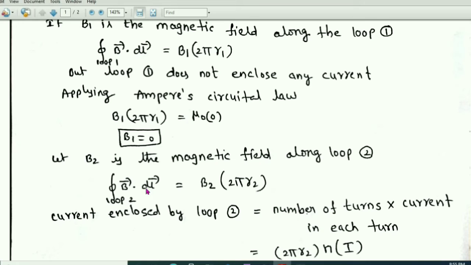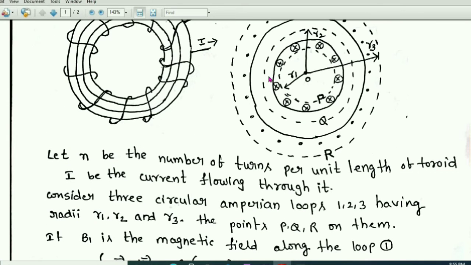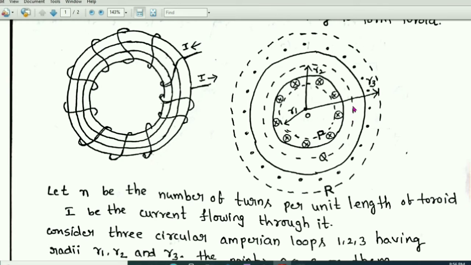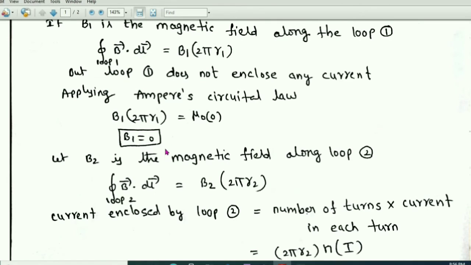Actually it is B bar dot dl bar, which means B into dl into cos theta. So theta is equal to 0 degrees, because, as already discussed, the magnetic field at any point is along the tangent of the magnetic field line. That means the length element and the magnetic field are both in the same direction. That's why theta is equal to 0. That means the line integral of B bar dot dl bar for loop 2 is B2, and the integral of dl is 2 pi r2.